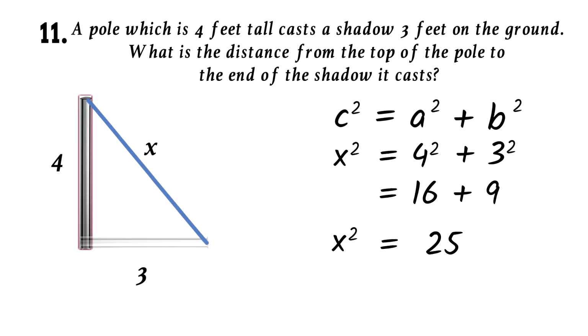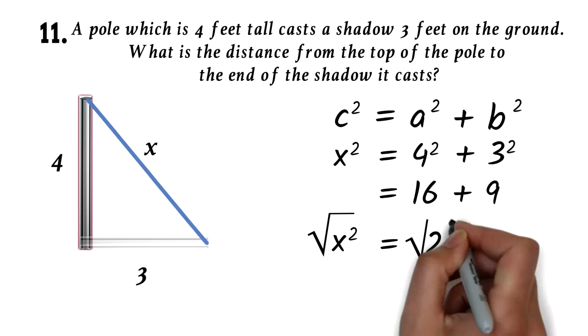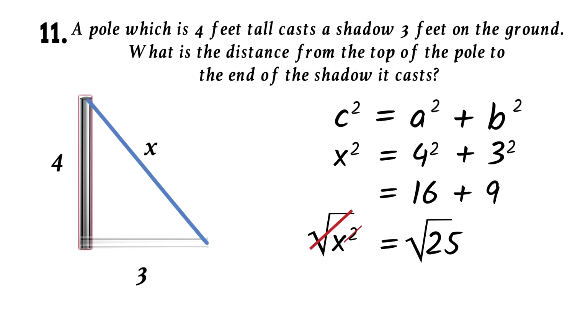To find x, we will find the square root of both sides. This will cancel out. Square root of 25 is 5. Therefore, x equals 5. So the distance from the top of the pole to the end of the shadow is 5 feet.